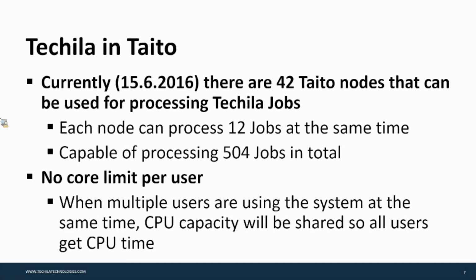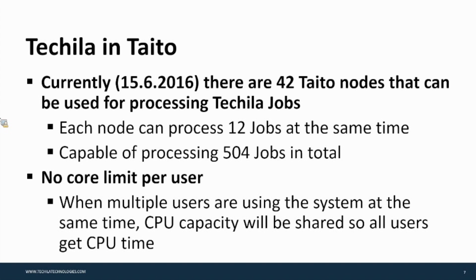And each of these nodes can process 12 jobs at the same time, meaning that the system is able to process 504 jobs in total. So 504 individual computational tasks can be processed at any given time, assuming that all the capacity is available. And currently, there is no CPU core limit per user. So if you are the only user in the Techila environment, you will get access to all of the capacity.